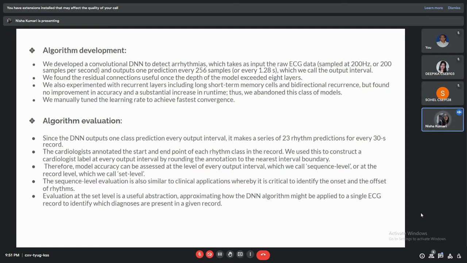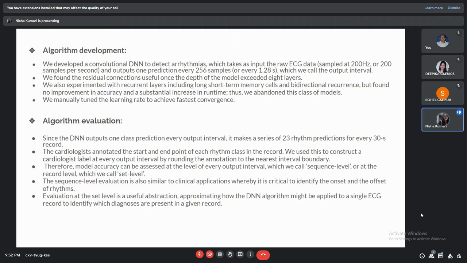Algorithm evaluation. Since the DNN outputs one class prediction every output interval, it makes a series of 23 rhythm predictions for every 30 second record. The cardiologist annotated the start and end point of each rhythm class in the record. We use this to construct a cardiologist label at every output interval by rounding the annotation to the nearest interval boundary.